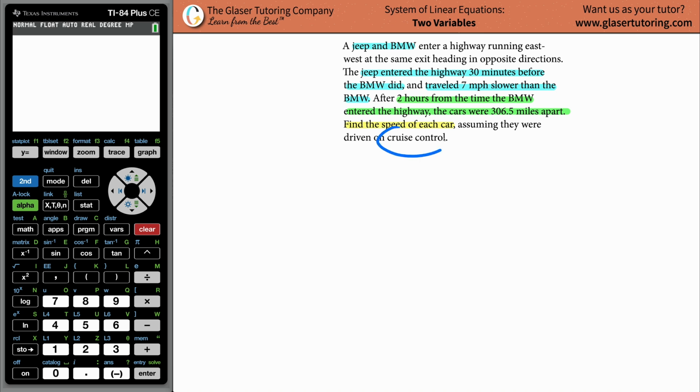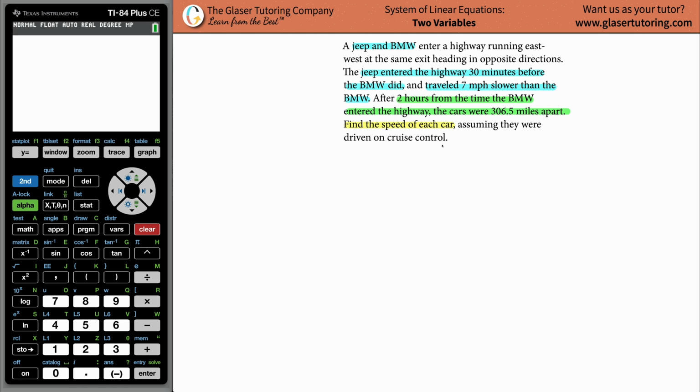They're just saying this because they want to make it easier for you. If you're on cruise control, you only have that one single speed and it's not varying. So at the end of the day, we want to find the speed of each car. We can maybe assume that they're going at the same speed, but we do have a statement here that the Jeep is traveling 7 miles per hour slower than the BMW. So we know that they're not going the same speed. Whatever the BMW is going, because obviously it's a BMW, it's going to be going faster than the Jeep. The Jeep is going to be going 7 miles an hour slower.